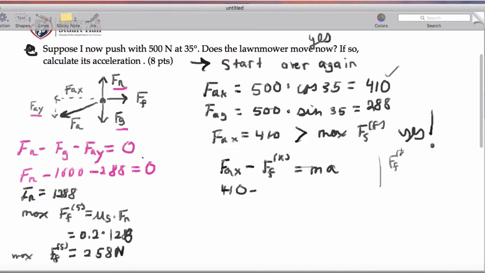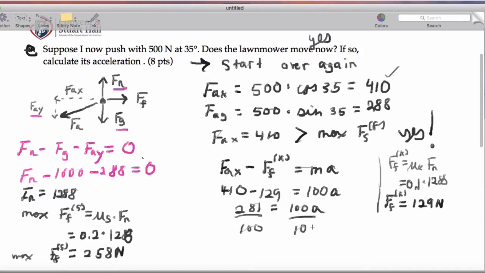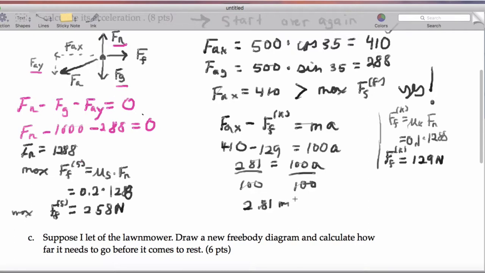The kinetic friction force is going to equal mu kinetic times the normal force. And mu kinetic in this problem, I believe it's 0.1. Let me confirm that. Yes, it is 0.1. So that's going to be 0.1 times 1,288. So we're getting a friction force of about 129 newtons, which I'm going to use right here. So 410 minus 129 equals 100 times a. So I'm getting 281 equals 100 times a. And when I isolate the acceleration, that's going to be 2.81 meters per second squared.